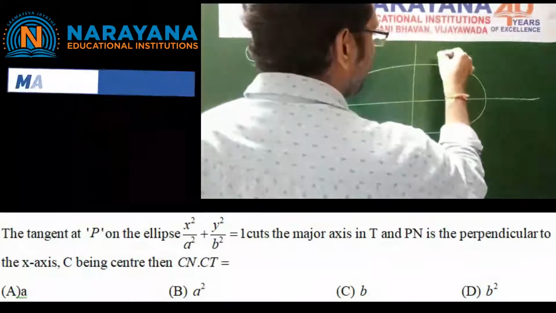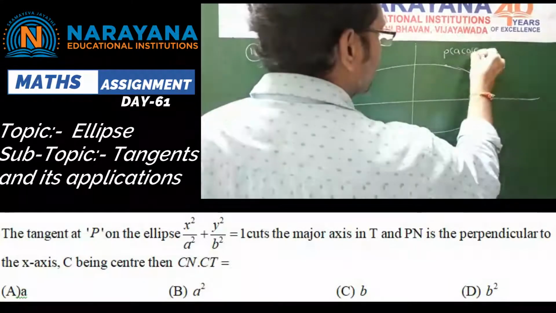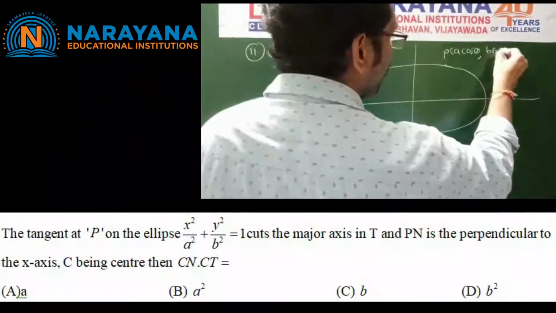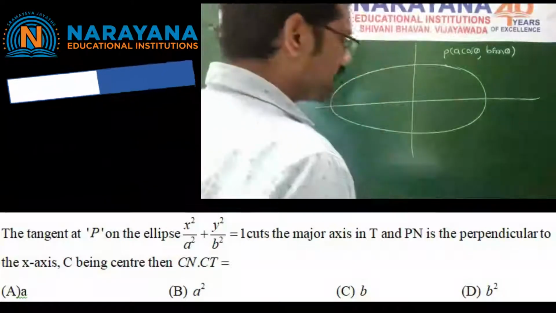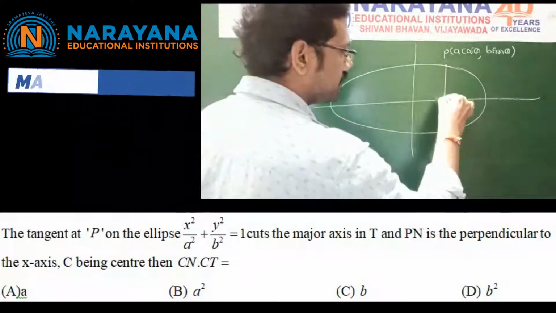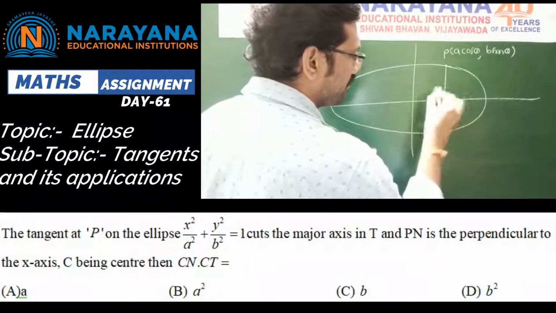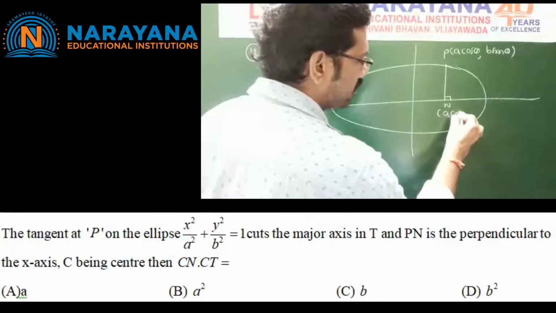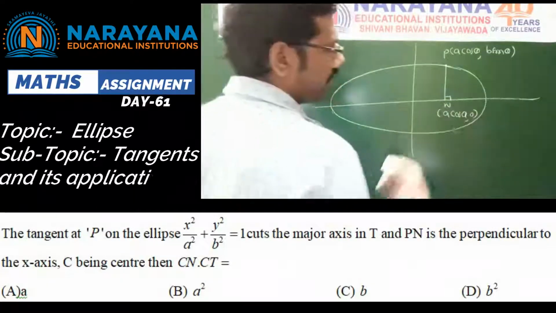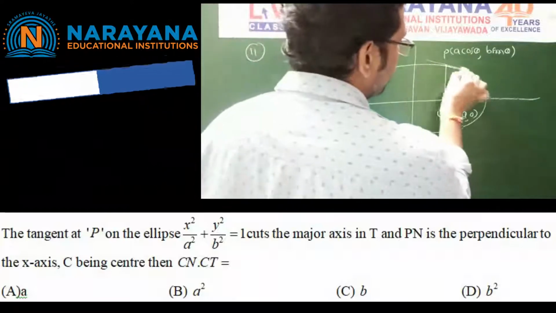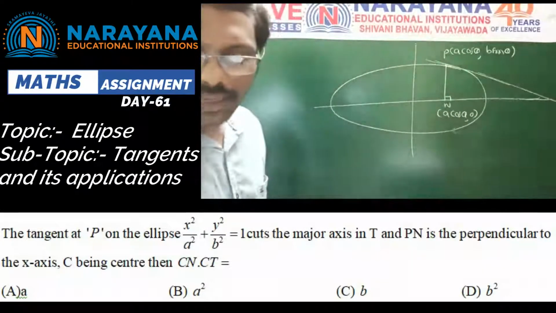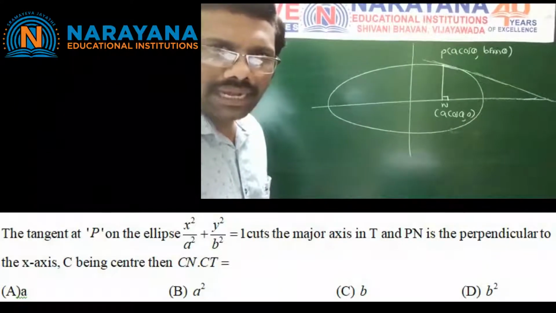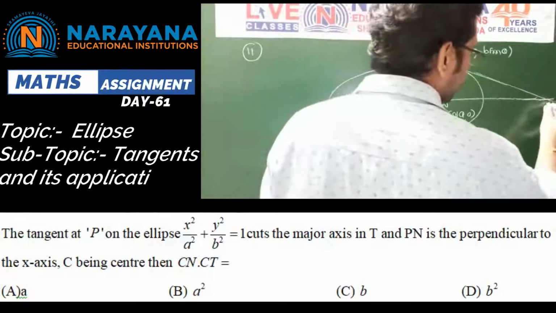P is the point (a cos theta, b sin theta). This is the parametric point on the ellipse. So PN is perpendicular to the x-axis. That means N is the foot of the ordinate of P, so N is (a cos theta, 0). This tangent meets the major axis, this tangent cuts the major axis at the point T.